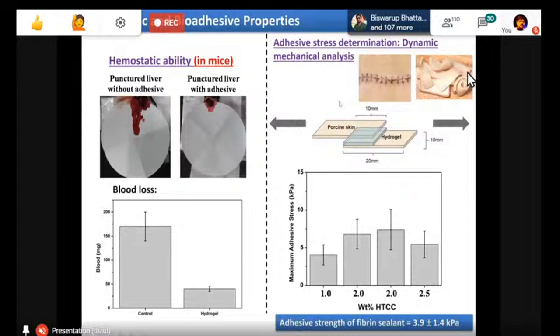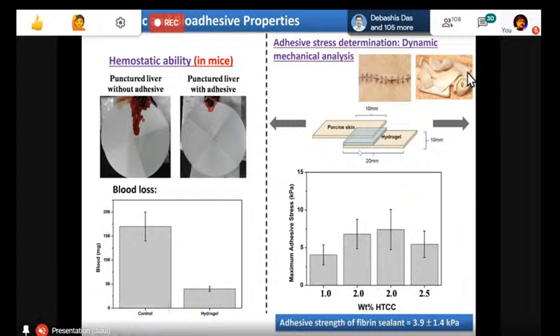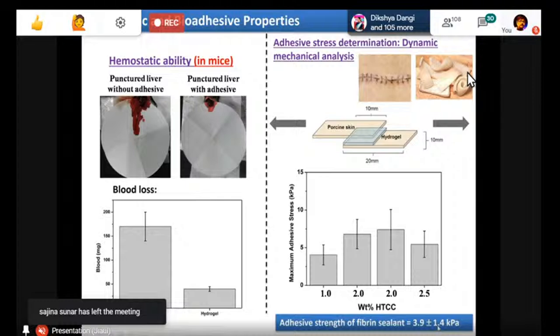Next, we wanted to see how strongly this polymer, or this hydrogel in fact, holds the tissues together. So we take two pigs' skin and apply our material in this common area, which is this colored area, and then we started pulling these two skins apart and measured the force with an instrument called a dynamic mechanical analyzer, which gives us the force required to detach the two skins. Here, the force we get is around 5 to 10 kilopascal, which is much higher than the commercially available sealant, at approximately 3-4 kilopascal.